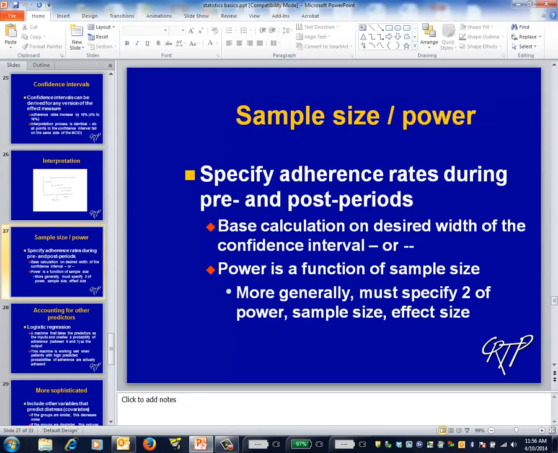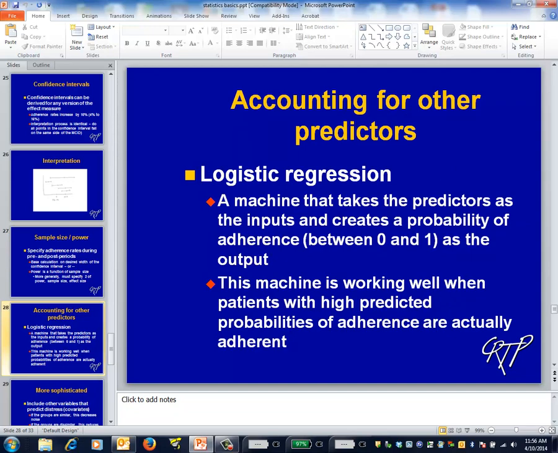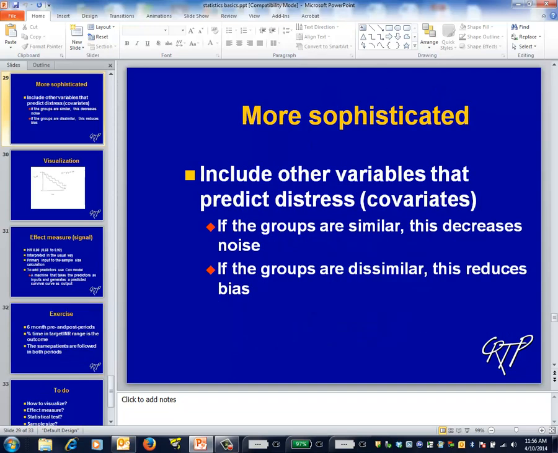To perform a sample size calculation, you typically specify the groups that represent the inputs to a statistical analysis. Here are the outcome rates in both groups. Then you specify power and derive sample size, or specify sample size and derive power. Alternatively, you can base the calculation on the desired width of the confidence interval. To account for the impact of other predictors, it turns out that logistic regression is the procedure to use. The rationale for modeling remains the same, and I've copied a previous slide to remind you of that rationale.